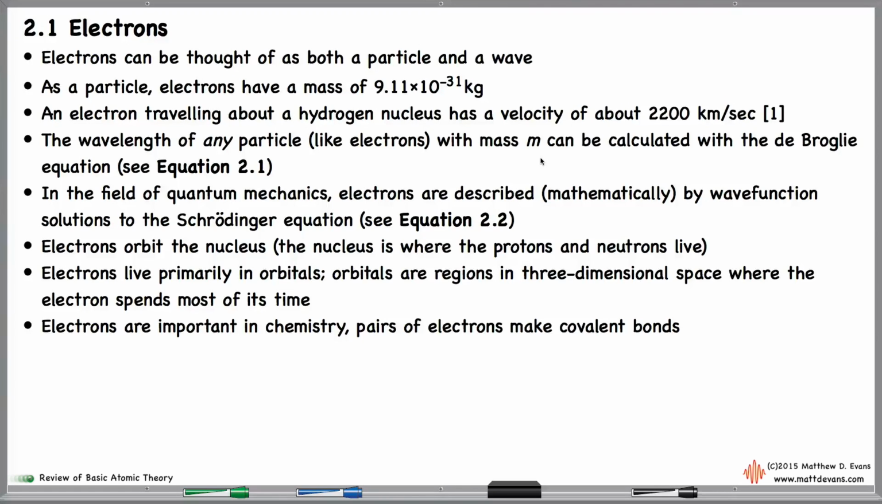Now, those electrons, of course, live in orbitals. You've heard that term before. Orbitals themselves are not real physical objects. They're simply put, probability density functions of finding the electron in three-dimensional space. So they're not real physical things. They're just mathematical descriptions of high probability regions where the electrons like to be. Electrons are important in chemistry. I've already mentioned that they're what make up covalent bonds, and that's why we need to spend some time talking about it and review this atomic theory.